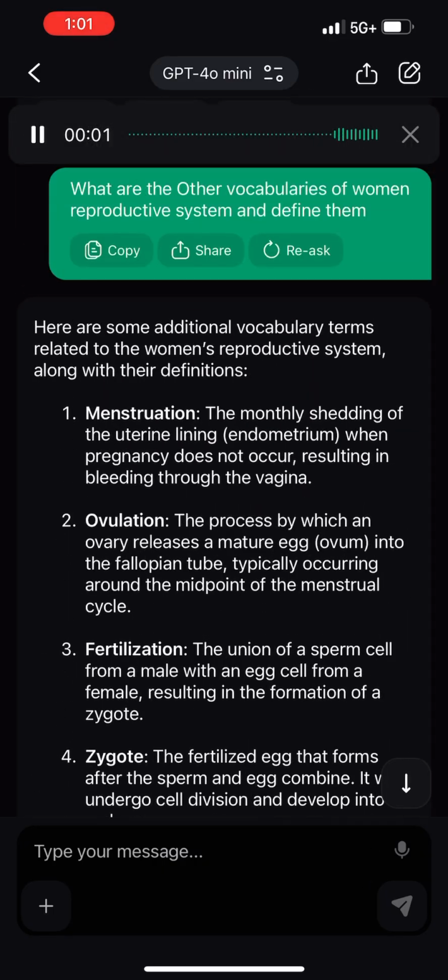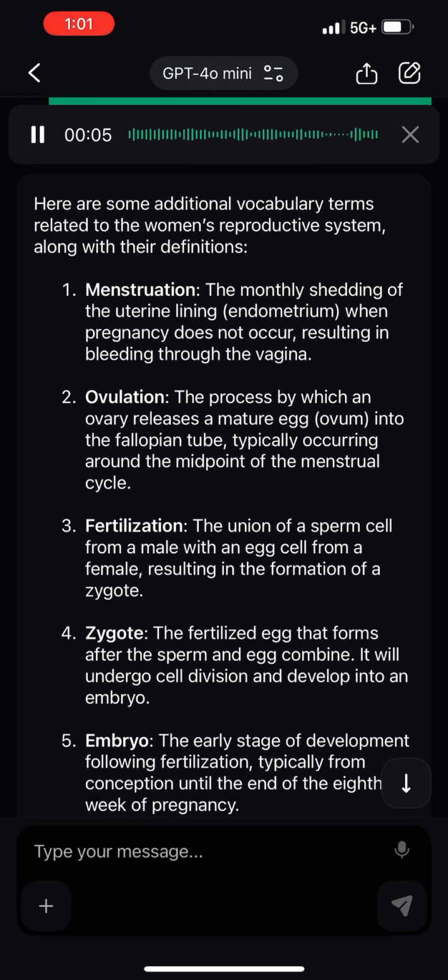Here are some additional vocabulary terms related to the women's reproductive system, along with their definitions. 1. Menstruation. The monthly shedding of the uterine lining, endometrium, when pregnancy does not occur, resulting in bleeding through the vagina. 2. Ovulation. The process by which an ovary releases a mature egg, ovum, into the fallopian tube, typically occurring around the midpoint of the menstrual cycle.